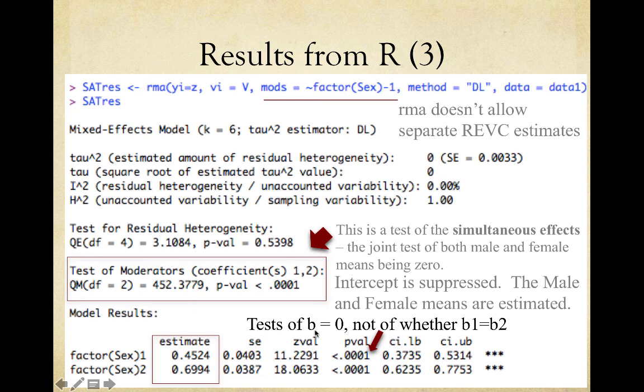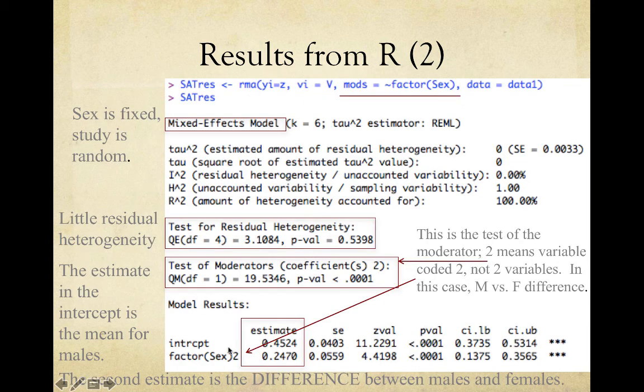So this one is a test of whether the male mean is 0, and this is a test of whether the female mean is 0. And you can see that they're not. But this doesn't tell you whether these two things are different. It just tells you whether they're not 0. Whereas the previous one says, okay, is that 0? And you go no. And then, is the difference between males and females 0? And you can go no.